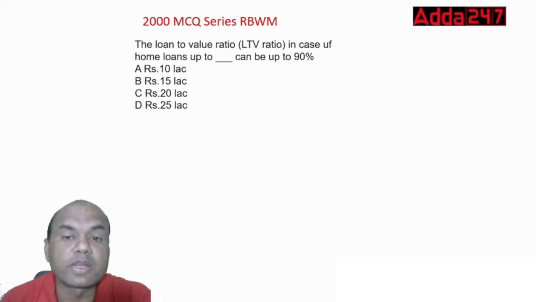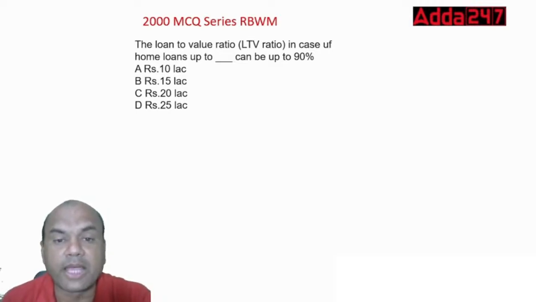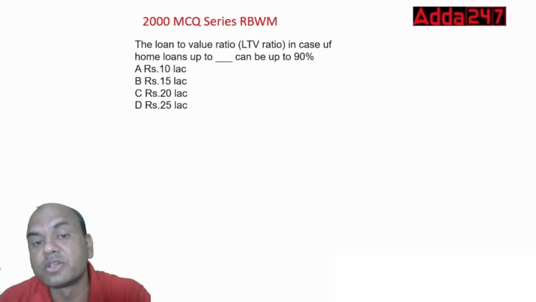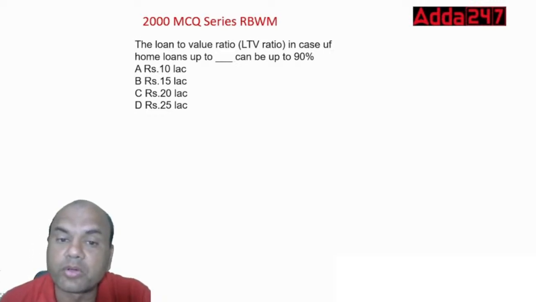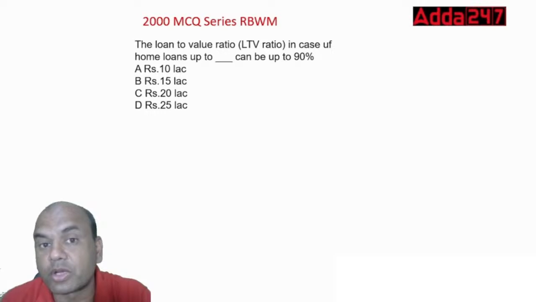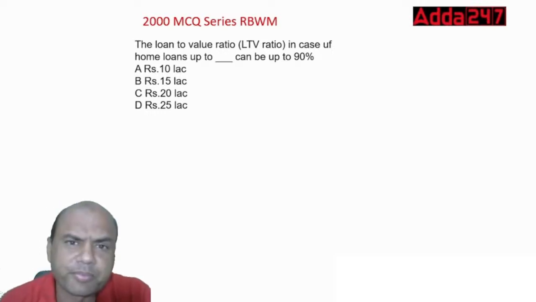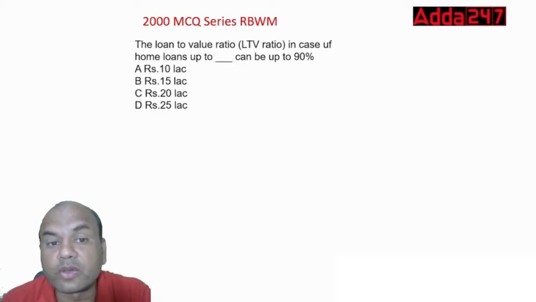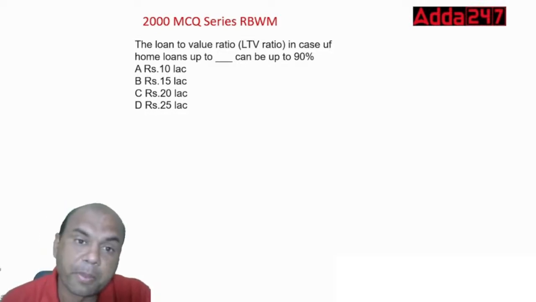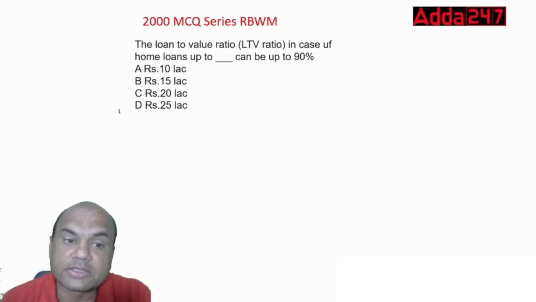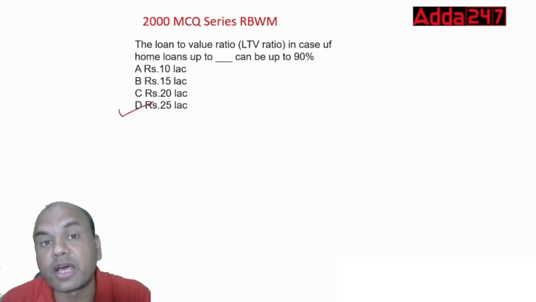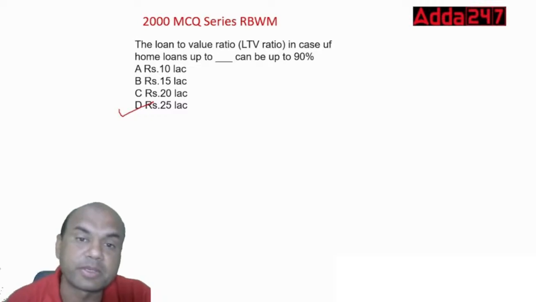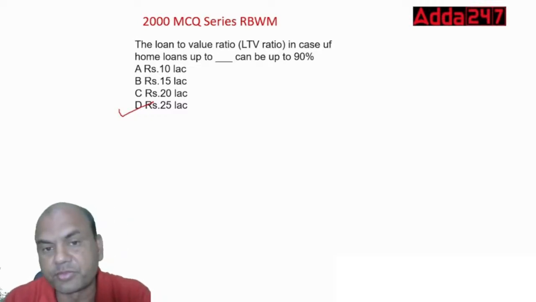The loan to value ratio, if the home loan is up to dash, can be 90%. Up to what amount can I give a home loan at 90%? Just now I gave you. So in this case, the loan to value ratio in case of loans up to dash can be 90% as per RBI guidelines. As per RBI guidelines, it is 25 lakhs, because RBI says up to 30 lakhs you can give 90%. Okay, got it clear?